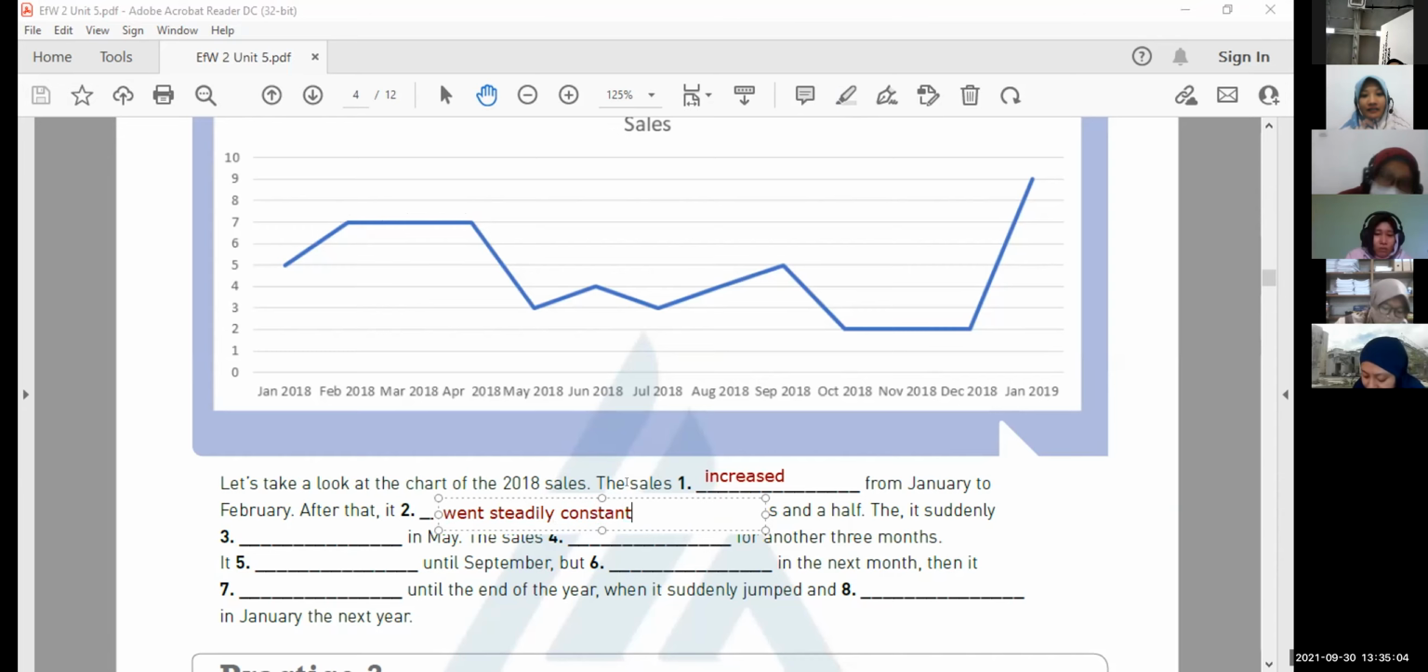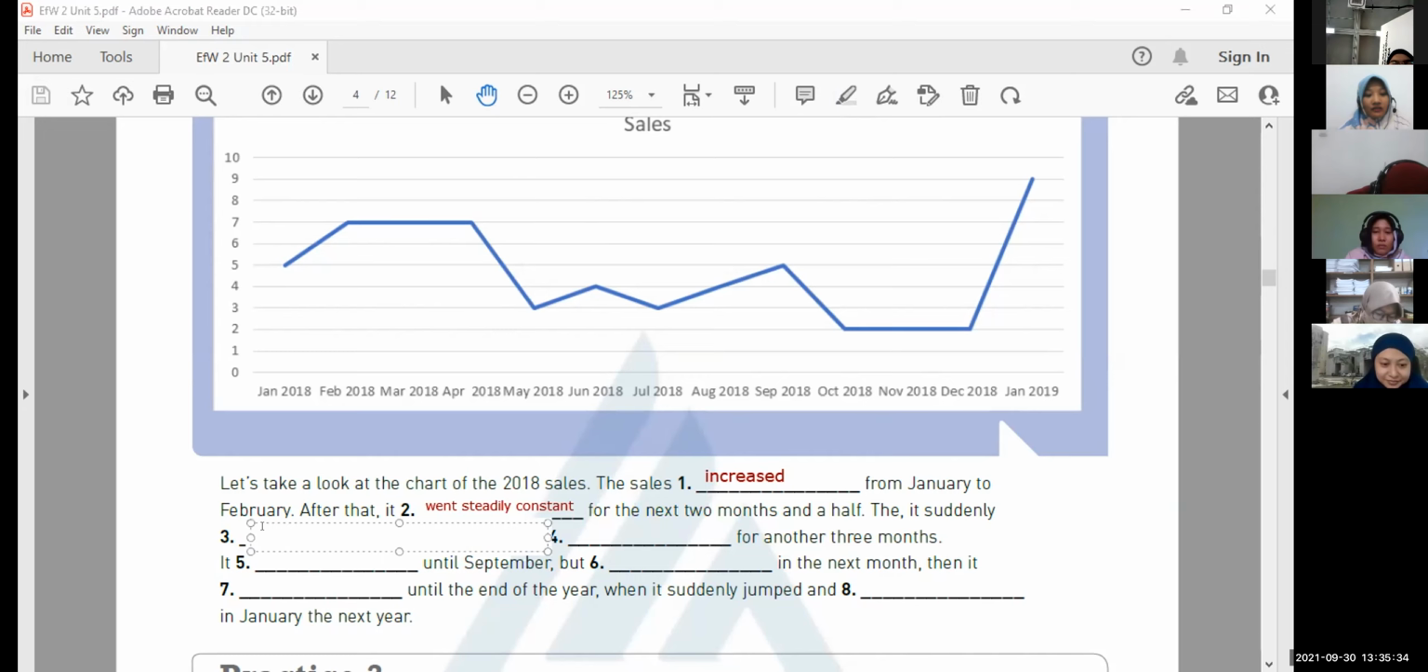So it remains constant, no increasing, no dropping. Okay, steadily constant for the next 2 months, February and March. Oh, for the next 2 months and a half, sorry. Then it suddenly dropped in May. Okay, dropped. She said dropped, with ed. Yeah, dropped in May.